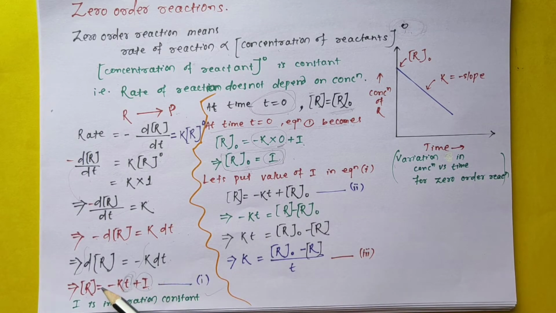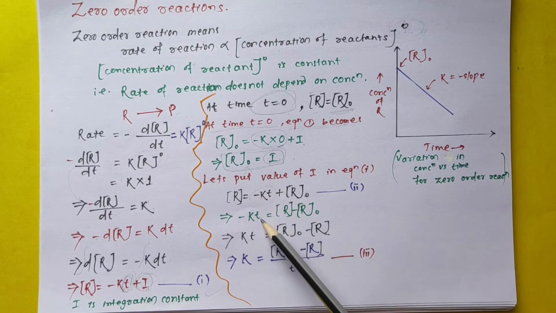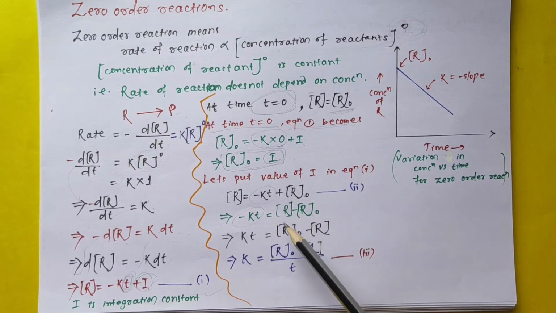Then what will happen? Concentration of R is equal to minus Kt plus I. What is the value of I? We got here concentration of R naught. So minus Kt is equal to how much? Concentration of R minus concentration of R naught. So that means Kt will be equal to concentration of R naught minus concentration of R. Then what will be the value of K? It will be concentration of R naught minus concentration of R by t.